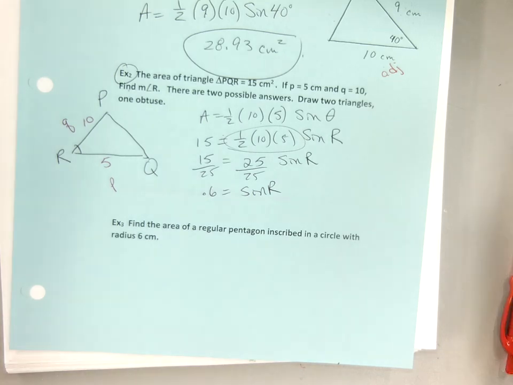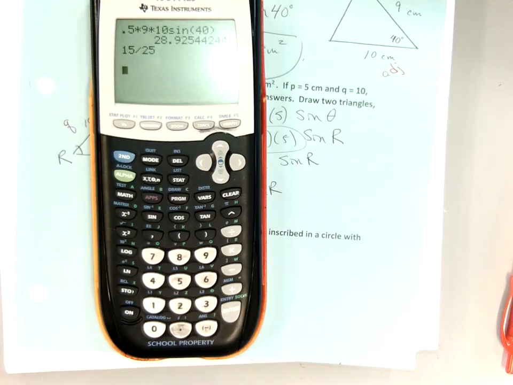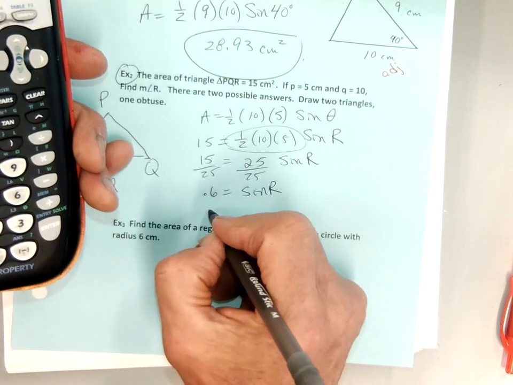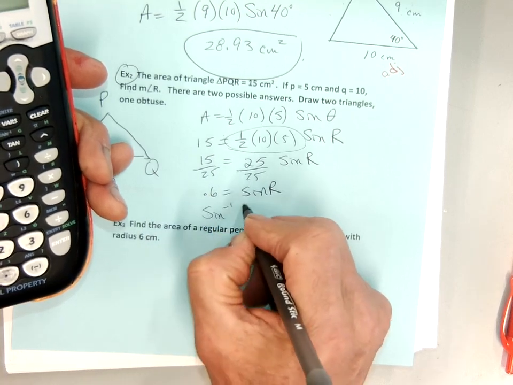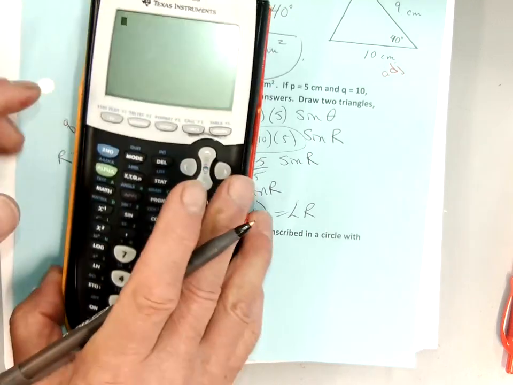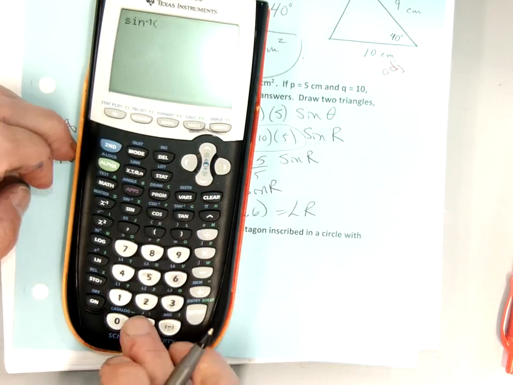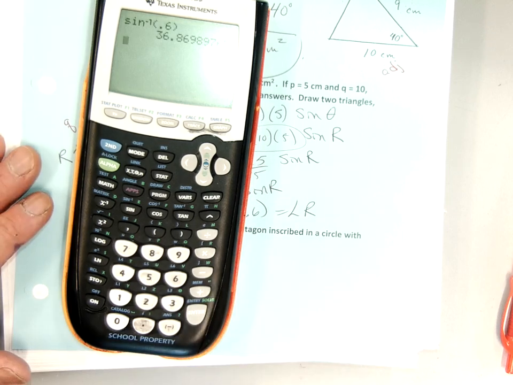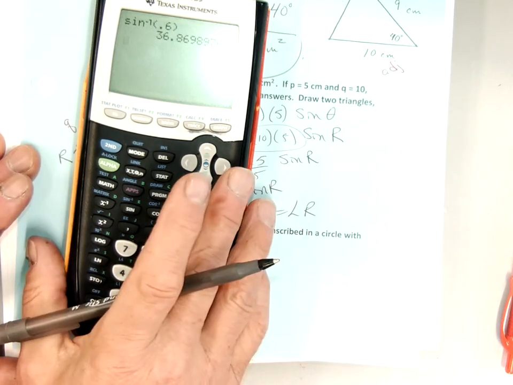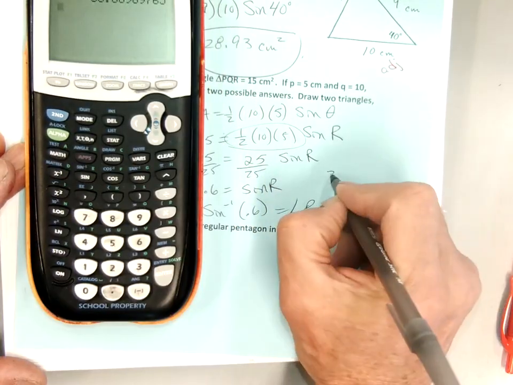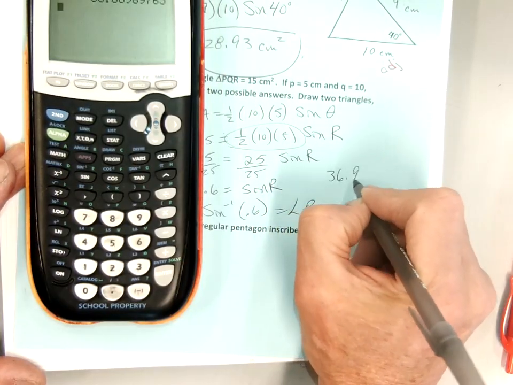What's your angle button? Remember what your angle button is on your calculator? Yeah, so we get to use the inverse, right? So we're going to go sine inverse of 0.6 equals angle R. All right, so sine inverse of 0.6, and I get about 36.89, or we'll round it up to 36.9. 36.9 degrees, okay?